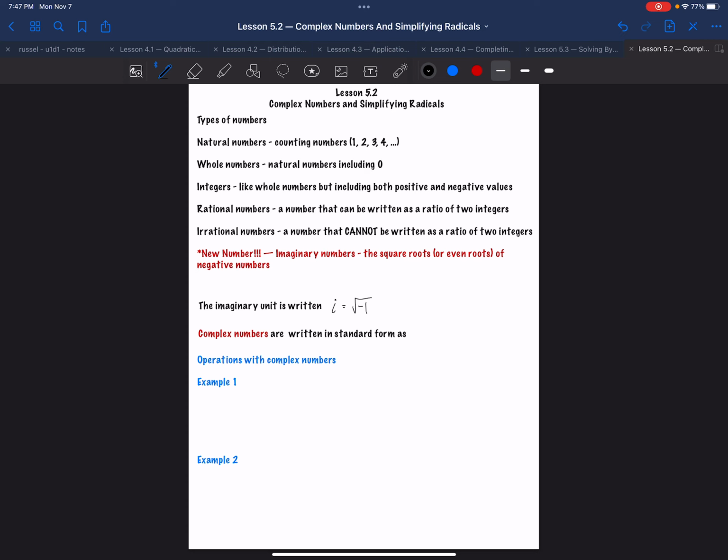The other piece is simplifying radicals as a sort of review, also used in tandem with complex numbers, because all of this is to support our solving of quadratics in lesson 5.3. In lesson 5.3, we're going to talk about completing the square and the quadratic formula, both of which use square roots. And simplifying these square roots is a necessary skill. We have to be able to simplify these square roots.